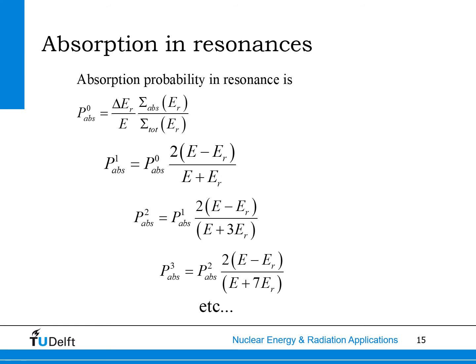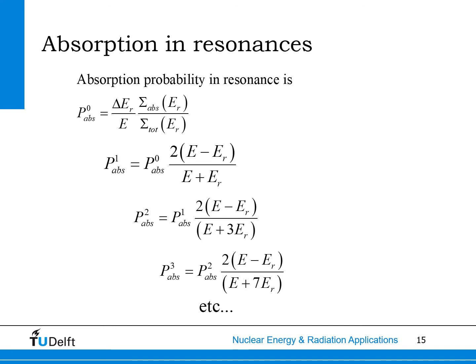On this slide, I've summarized the expressions till now. P0 is a probability for a neutron that scatters at energy E to be absorbed at the resonance at ER without any intermediate scatter event. P1 is the absorption probability of a neutron that has scattered once in between. P2 is the absorption probability of a neutron that has two intermediate scatter events. And P3 for a neutron that has 3 intermediate scatter events, etc., etc.